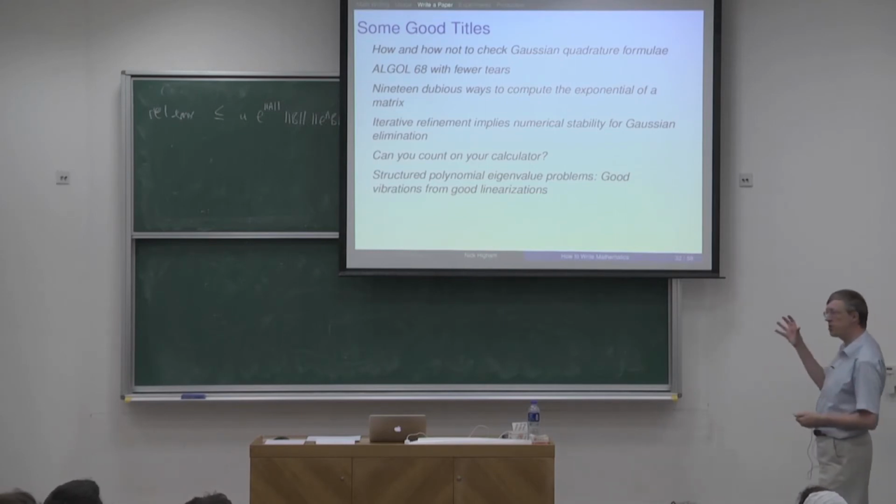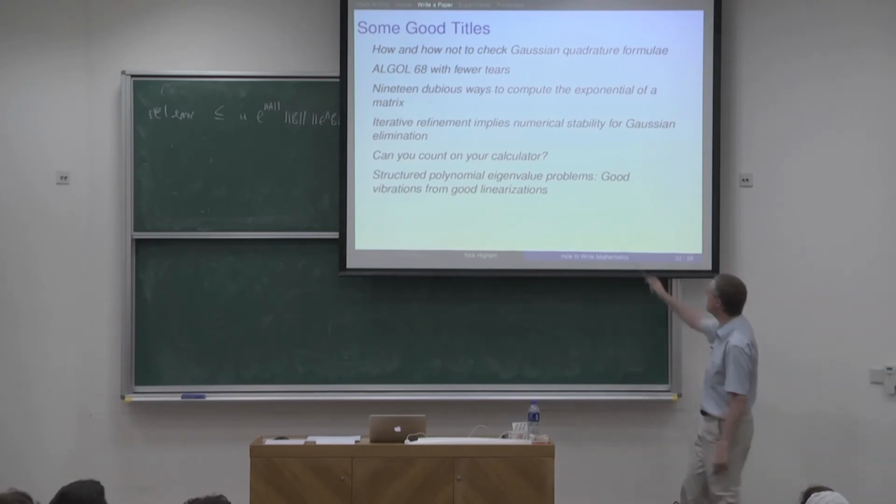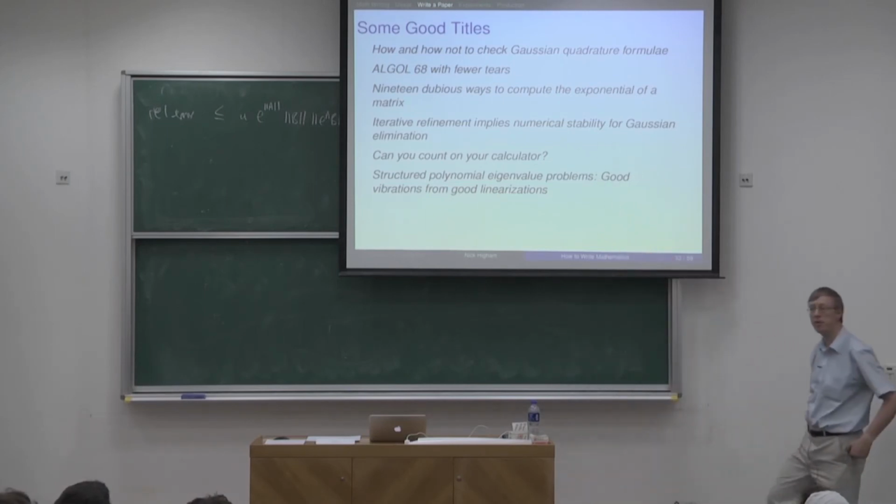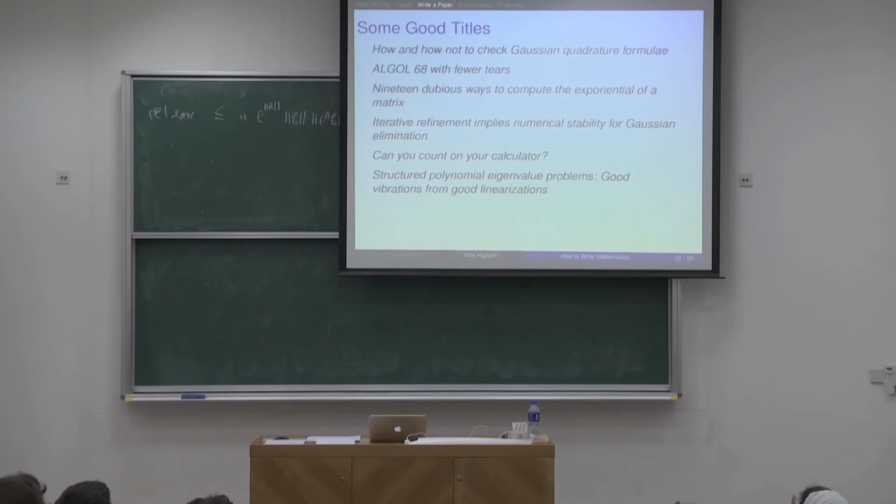If you have a nice crisp result in the paper, then the title can just state the result in some cases, and that's great. But it's not so common that we can do that. This was a technical report by Velvel Kahan from Berkeley, which I really like, that title with the double meaning. Can you rely on your calculator? Can you actually calculate on a calculator?